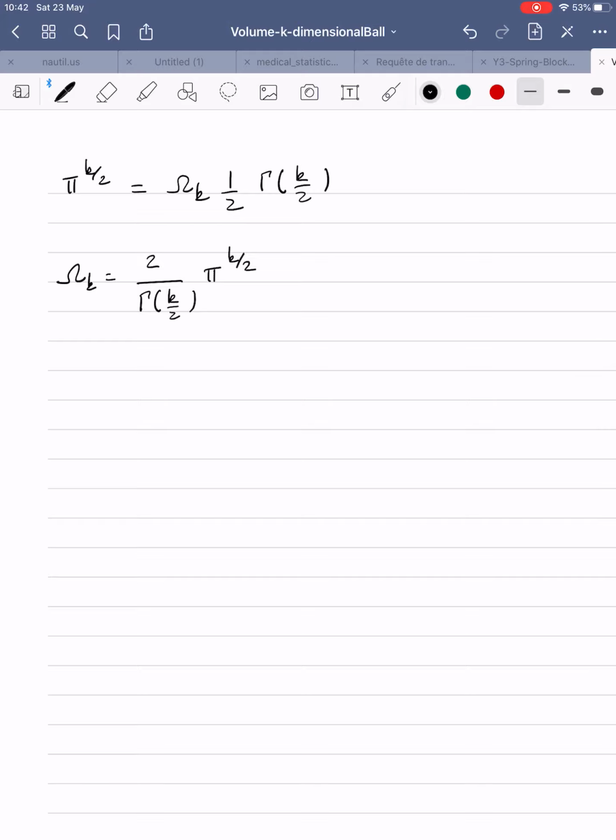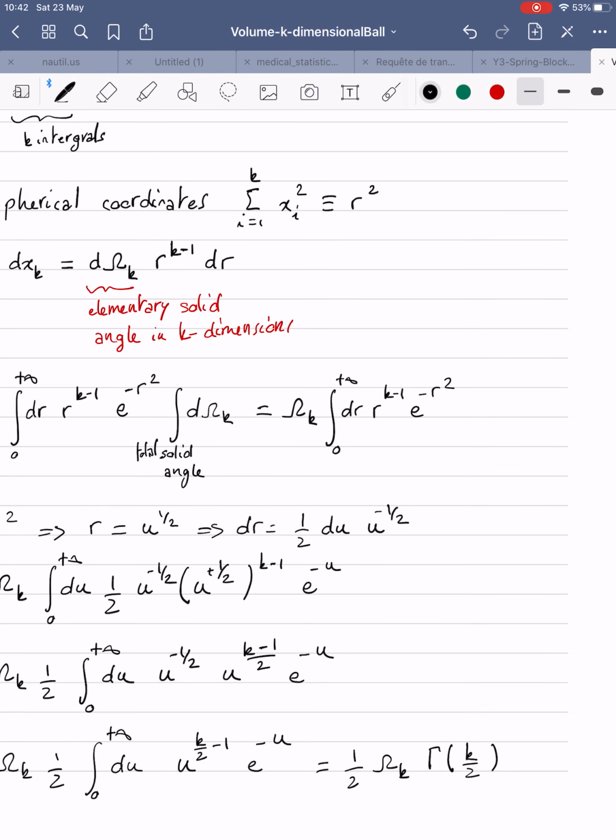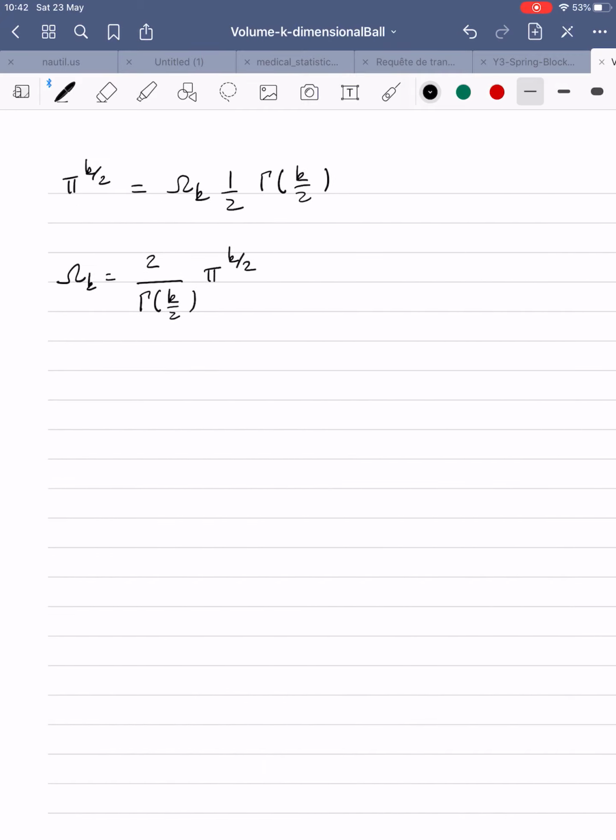Alright, so you see, just by using this, now of course the Euler gamma function is something that you need to know as well, but in any case that's what it gives. That's the definition, basically, that I used. And in the end I replaced, therefore, in the expression from before we had vk of r, which was omega k over k, if you remember, and then r to the power k. Okay, so I replace. This is equal to 2 over k, pi to the k over 2 over gamma k over 2, and then r to the k.